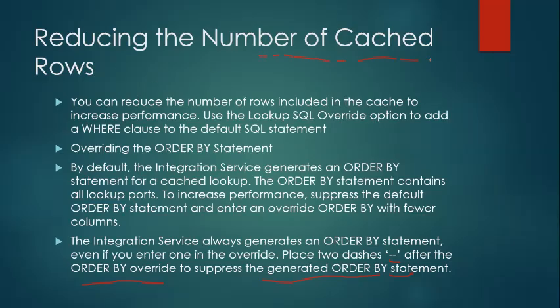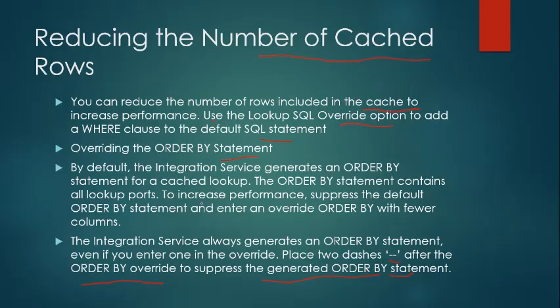Reducing the number of cache rows. The first point: you can reduce the number of rows included in the cache to increase performance. Use the lookup override option to add a where clause to the default SQL. Instead of the default SQL generation, you need to write the override query. Override the order by statement. How? By default, the Integration Service generates an order by statement for a cache lookup. The order by statement contains all columns, all ports, right?